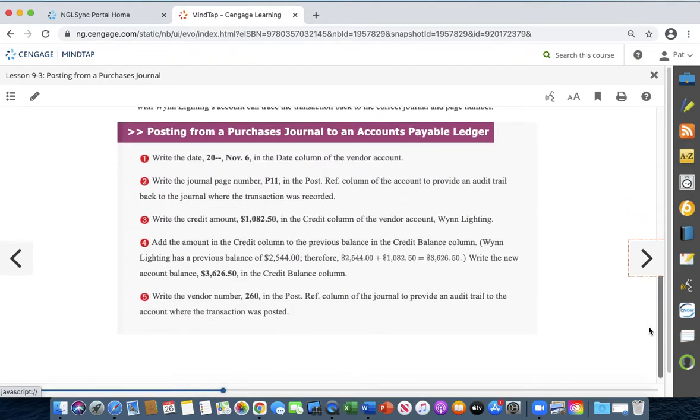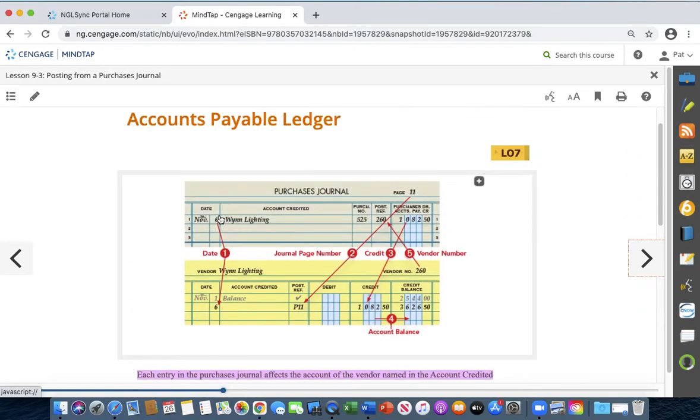Okay, this just talks about how you're posting all that, and they have all the steps. Okay, you put the accounts payable credit to that vendor. Okay, it's not just going to the accounts payable general ledger account, it's going to the vendor too, right? Hopefully you understand that. Okay, so we're putting that in there, adding it to the other balance, or we're subtracting it when we have debits.